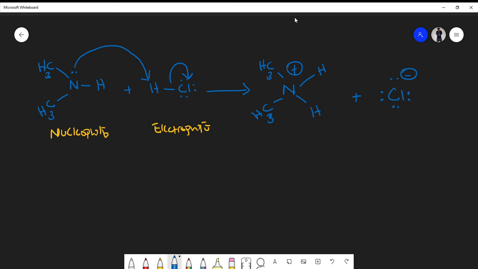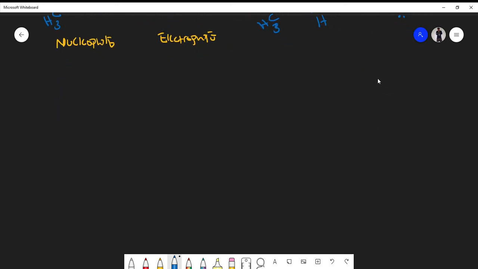Let's try another one. All right, see if you can actually predict the products and which one is your nucleophile, which one is your electrophile. So we have a CH3 that's double bonded to an oxygen, and we take that in solution plus hydrochloric acid.